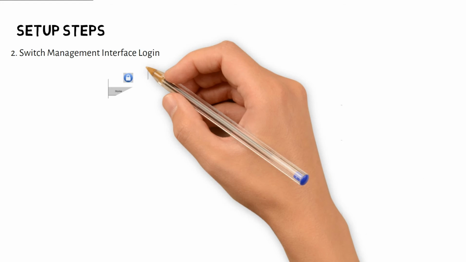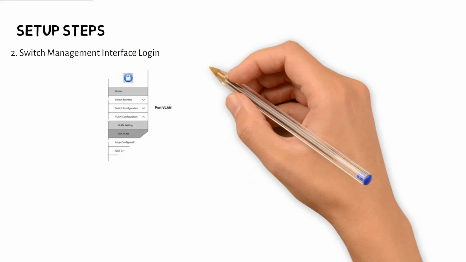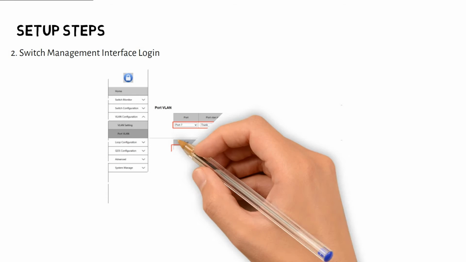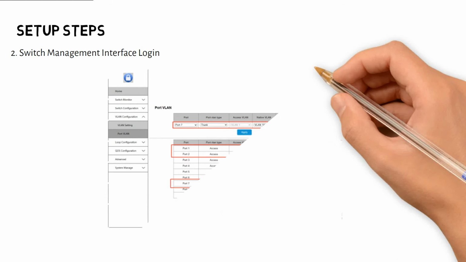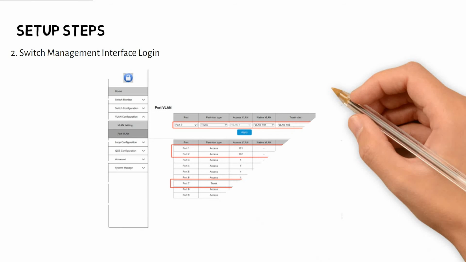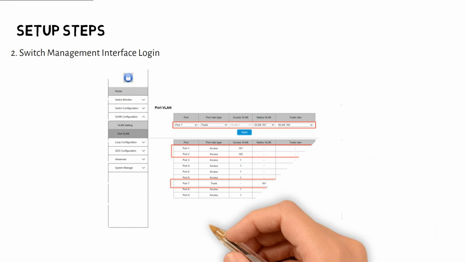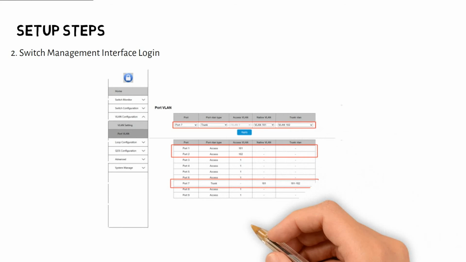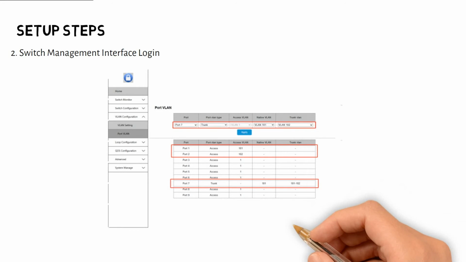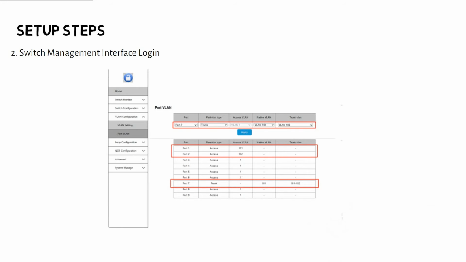Click on Port VLAN. Select all ports, set the port type to access, and set the access VLAN to VLAN 1. Then, select port 1, set the port type to access, and choose VLAN 101 for the access VLAN. Next, select port 2, set the port type to access, and choose VLAN 102 for the access VLAN.